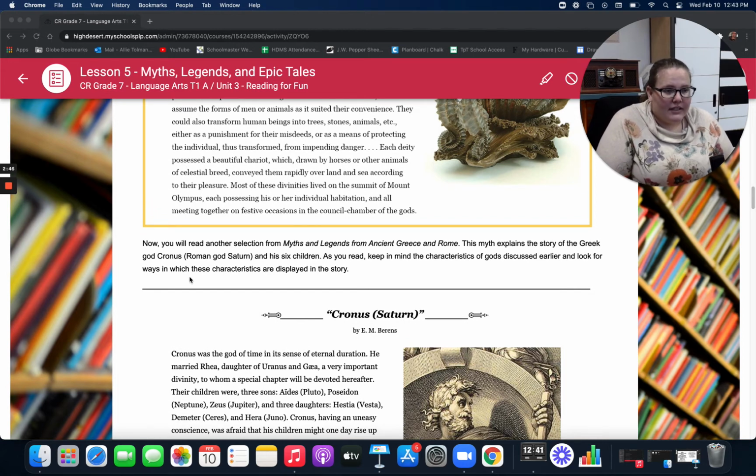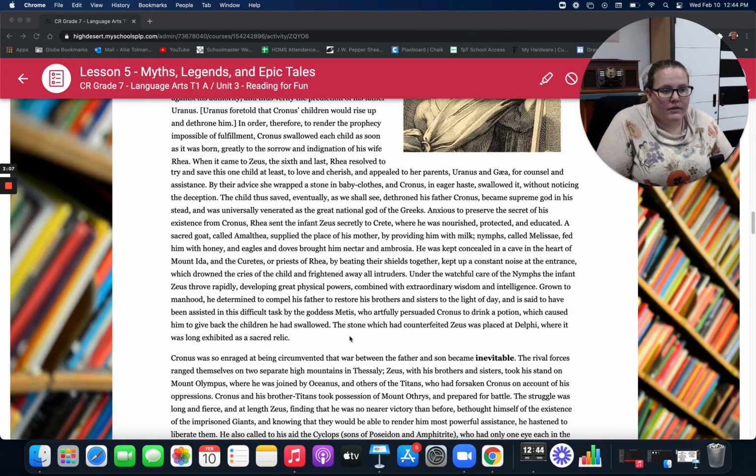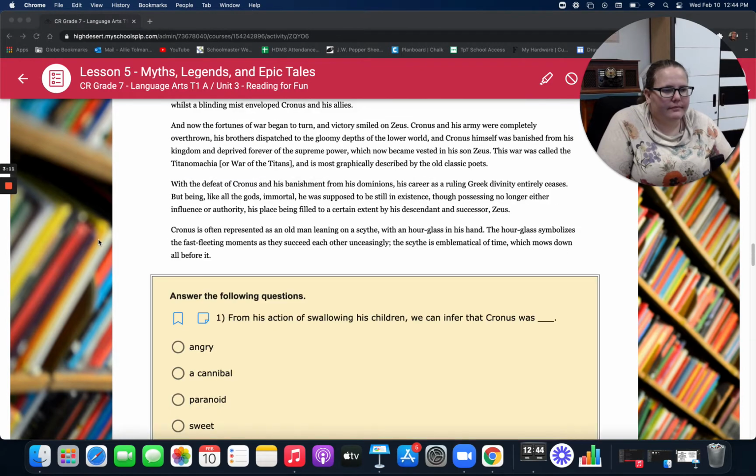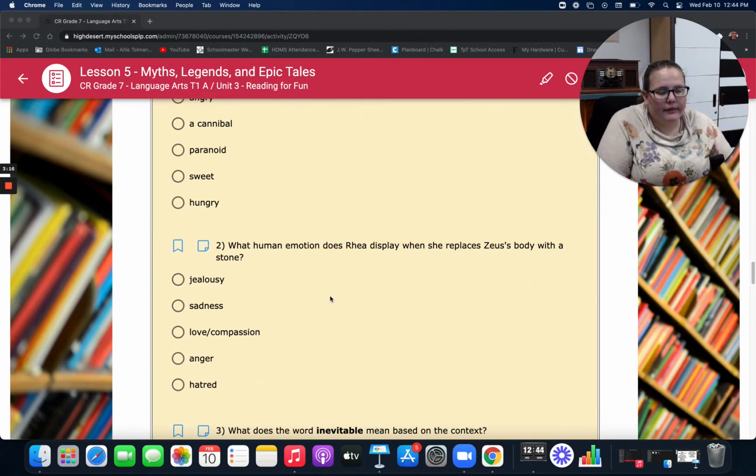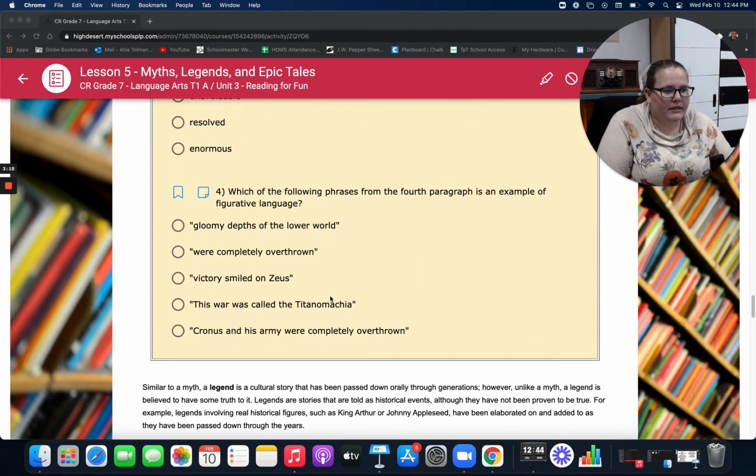Now you read another selection from Myths and Legends of Ancient Greece and Rome. This myth explains the story of Greek god Cronus, who is the Roman god Saturn, and his 6 children. As you read, keep in mind the characteristics of gods discussed earlier and look for the ways in which these characteristics are displayed in the story. So here's the story about Cronus. And then you're going to go ahead and answer some questions about that story after you've read through it.